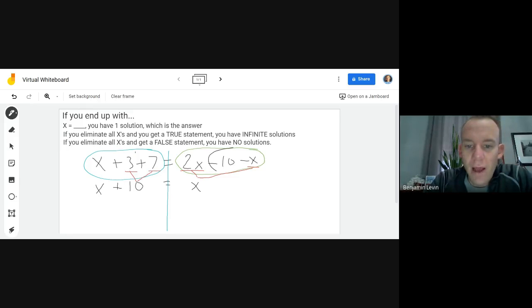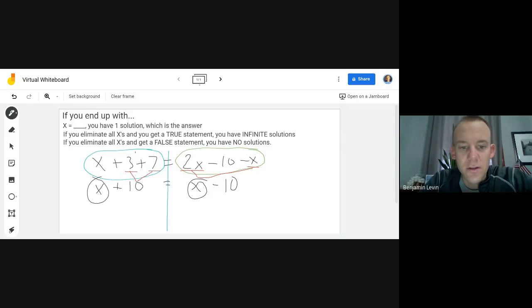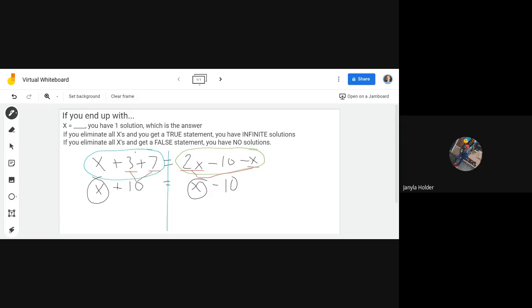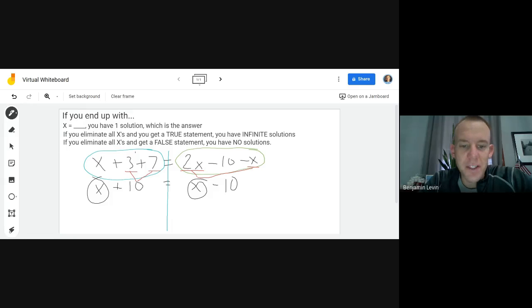Now, what do we have over here? The minus 10 just comes down, right? So what do we end up with here? We have the same number of x's on both sides. So are we going to be able to solve this problem? No, we are not. We have to have a different number of x's.